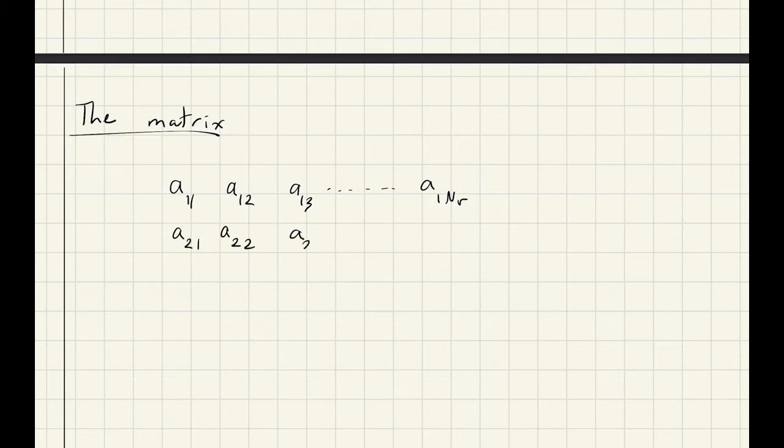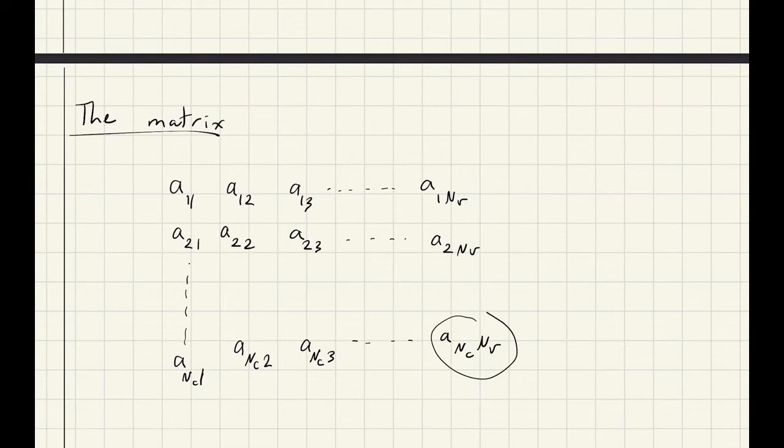So we can just populate this matrix simply, A2,NV, and again we go down until the last collocation point, which is A_NC,1, A_NC,2, A_NC,3, up until A_NC,NV, which is the influence coefficient on the last collocation point due to the last bound vortex.